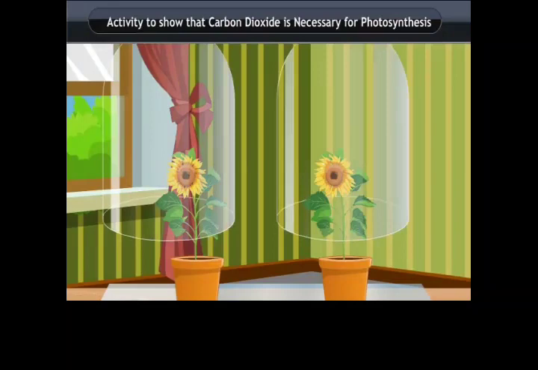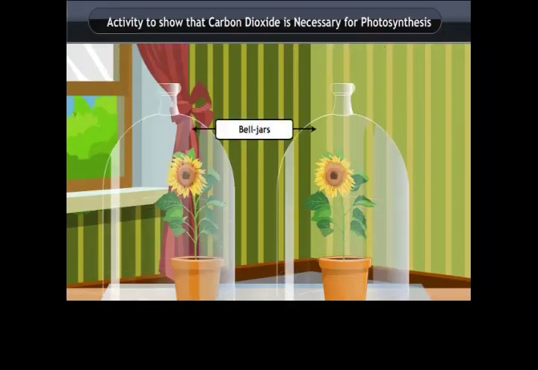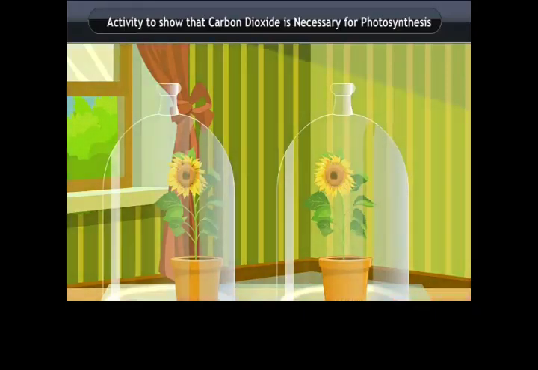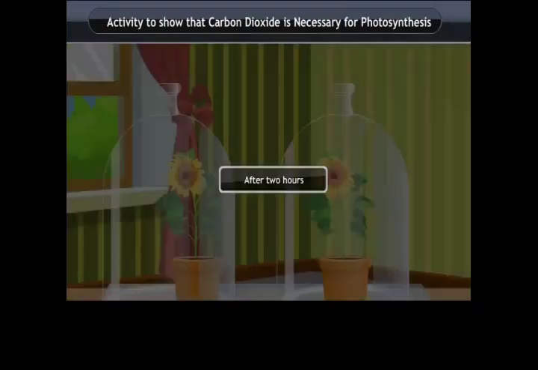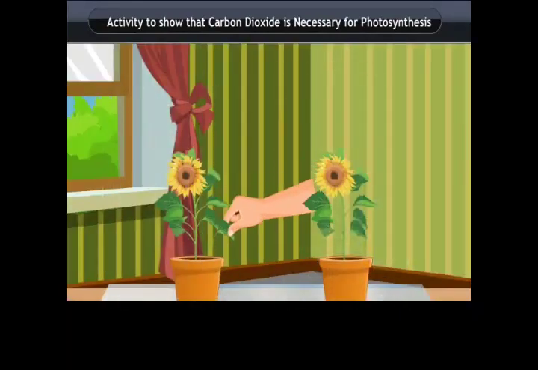Cover both of the plants with separate bell jars as shown. Use Vaseline to seal the bottom of the jars to the glass plates so that the setup is airtight. Keep the plants in the sunlight for about 2 hours. Pluck a leaf from each plant and check for the presence of starch as in the above activity.